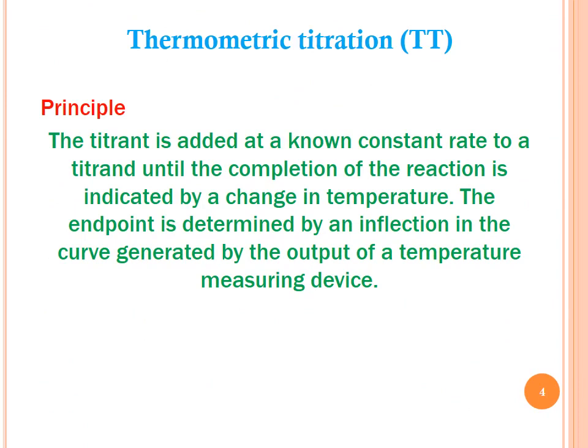So let's go through the principle of TT. The titrant is added at a known constant rate to the titrand until the completion of the reaction is indicated by a change in temperature. The end point is determined by an inflection in the curve generated by the output of temperature measuring devices. Basically, the temperature change during the reaction of titrant and titrand will be measured using a suitable device. So in this titration there is the addition of a device, when we compare it with the normal type of titration.